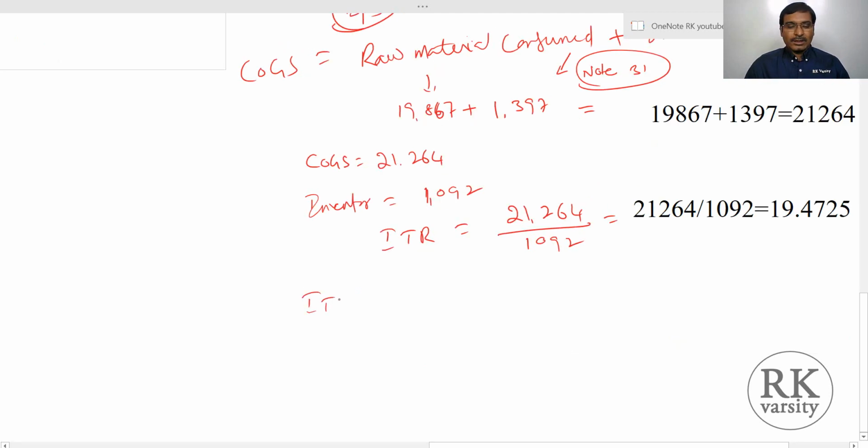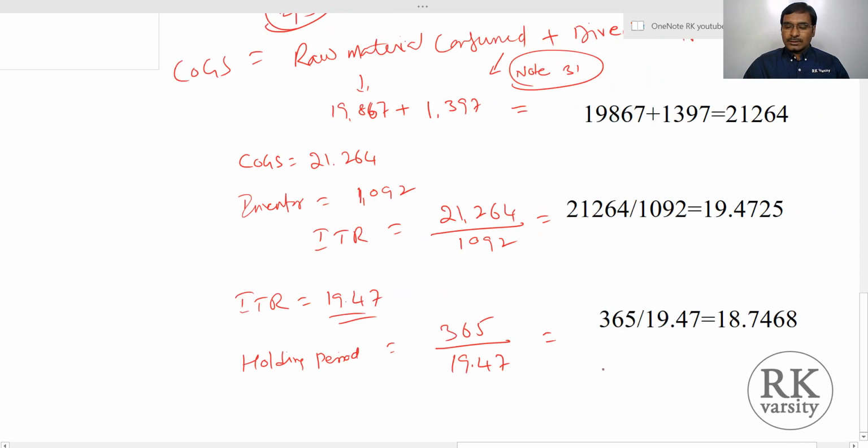Your inventory turnover ratio equals 19.47. Then holding period equals 365 days in a year upon 19.47. So 18.75 days. We can say 19 days is your inventory holding period, whereas inventory turnover is 19 times. Now we got one, that is the inventory turnover.